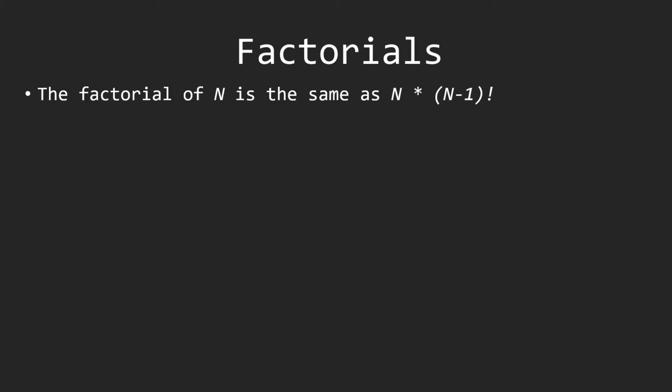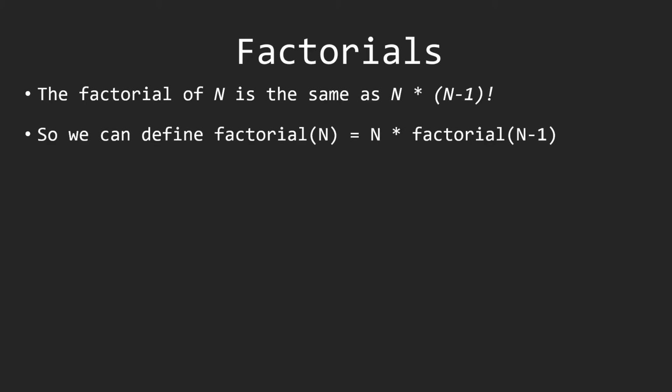Okay, so we know that the factorial of n is the same thing as n times n minus 1 factorial. That's our sub-problem, because once again, recursion is breaking a problem into smaller and smaller problems. So we can define factorial of n as n times the factorial of n minus 1. We're breaking it into smaller and smaller problems. When we call factorial of n minus 1, it's going to be n minus 1 times the factorial of n minus 1 minus 1.